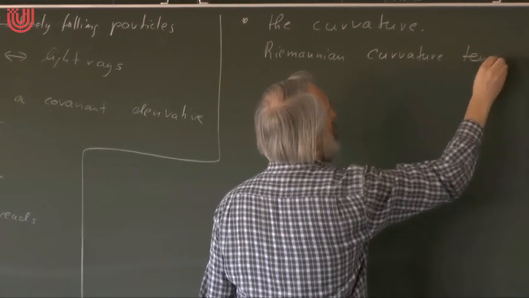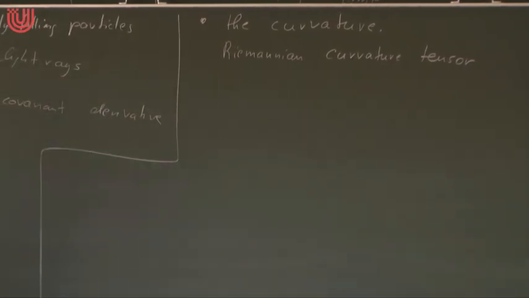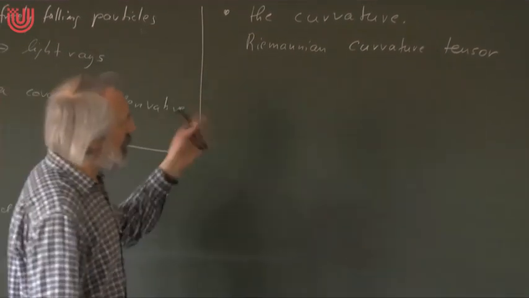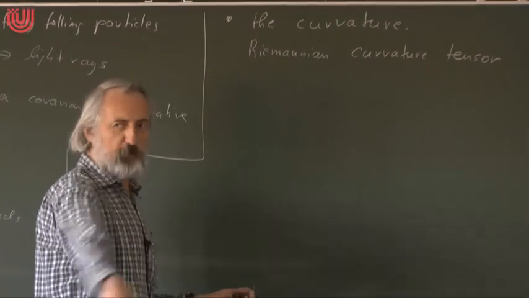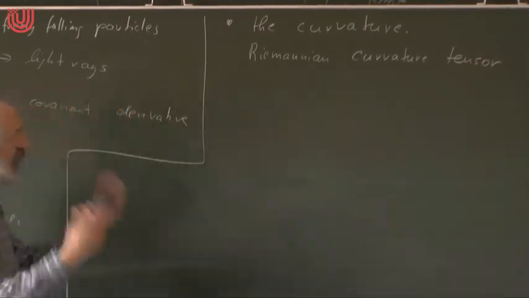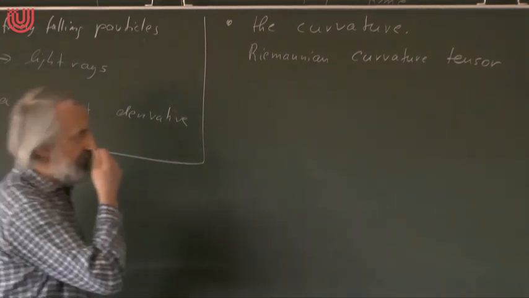I should say once and for all that I very often say tensor when I mean tensor field. That's a very common abuse of terminology. Of course, all these tensors I'm talking about depend on the foot point, so they are tensor fields on the manifold. But we just speak of the curvature tensor, not the curvature tensor field, and the metric tensor, and so on.